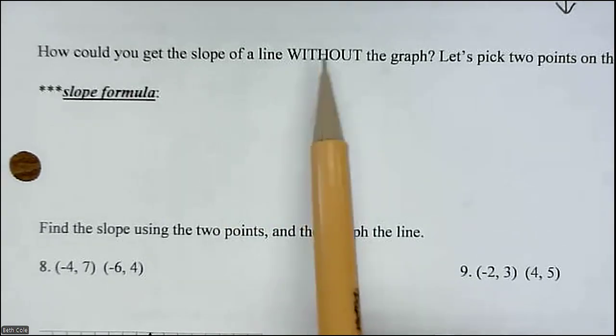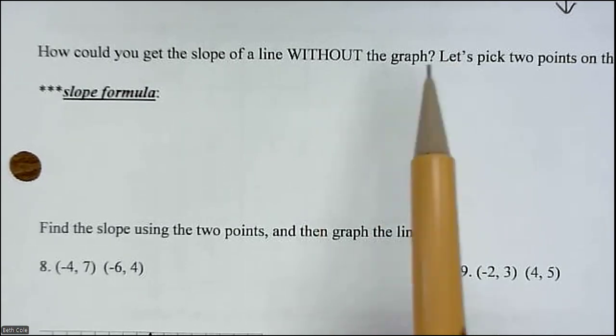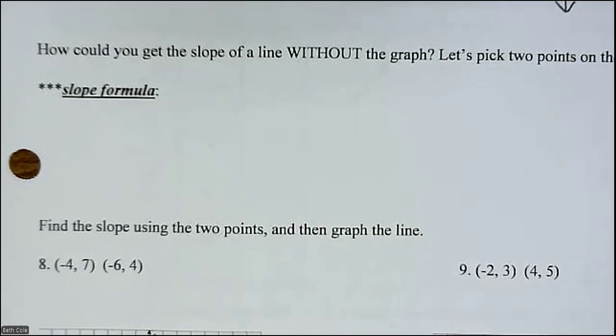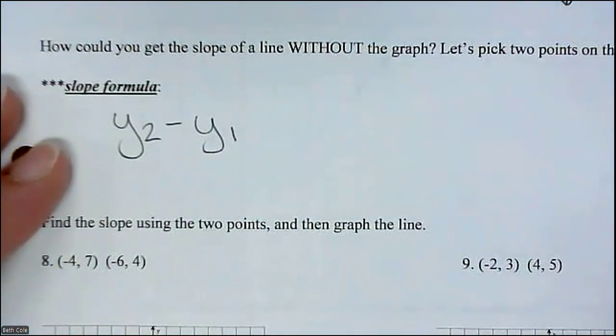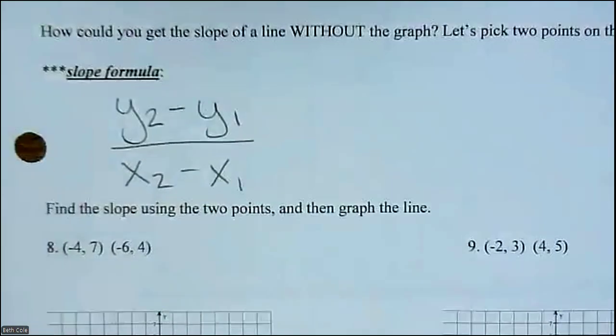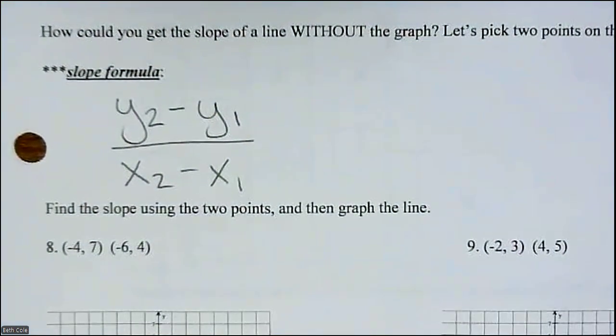How could you get the slope without a graph? So say you didn't have a graph to look at. What you would do is you would pick 2 points. You're not going to have to pick them. They're going to be given to you. And here's your slope formula. It's y2 minus y1 divided by, good, x2 minus x1. You've done this before. You subtract y, fraction bar, you subtract x. The only thing is remembering which one is which.